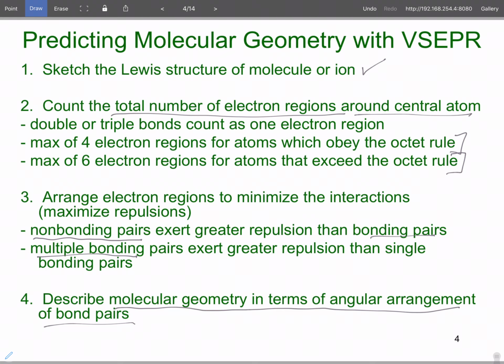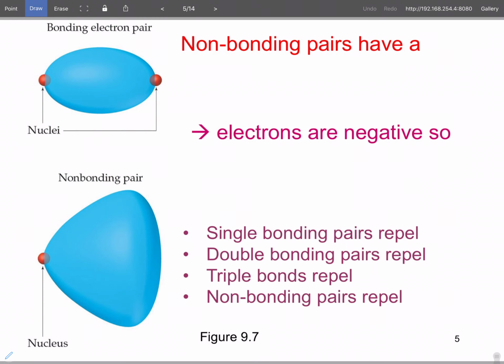So you're like, okay, these are rules. They don't make a whole lot of sense. And they kind of don't yet. As we work through the examples, you'll see how it works better.